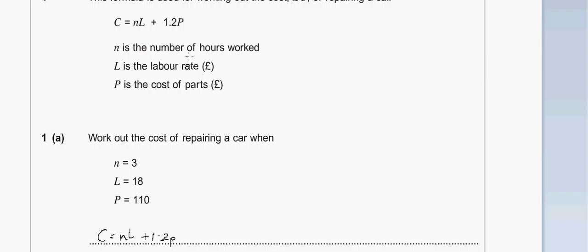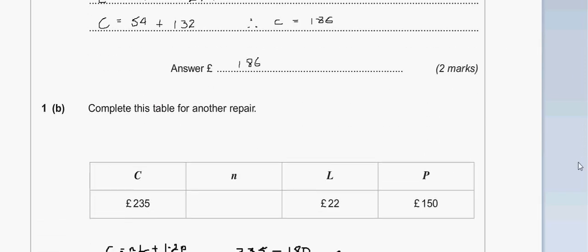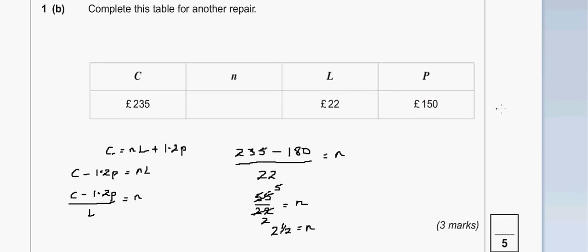Okay, so we've got 2.5 hours. So we could just write 2.5 hours, or we could write 2 hours and 30 minutes. That would be acceptable. Okay, so there's 5 marks on those 2 questions.